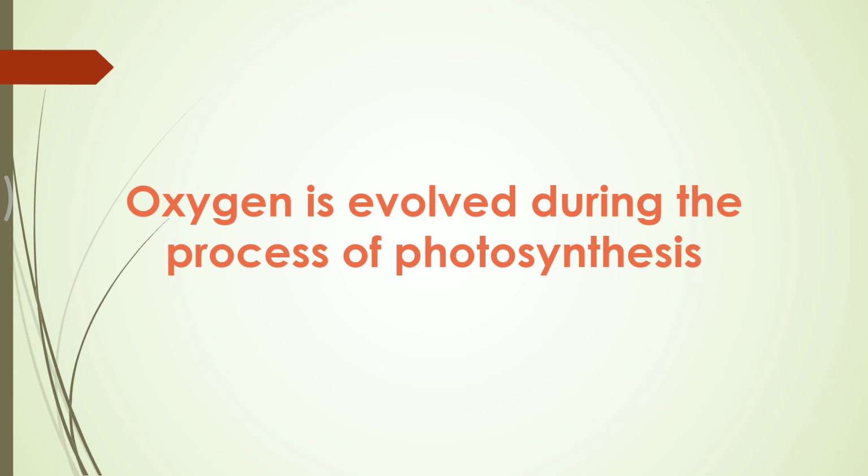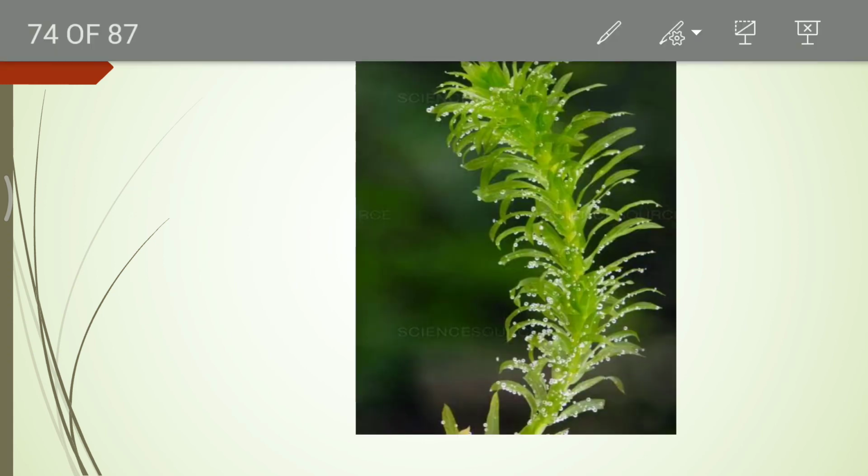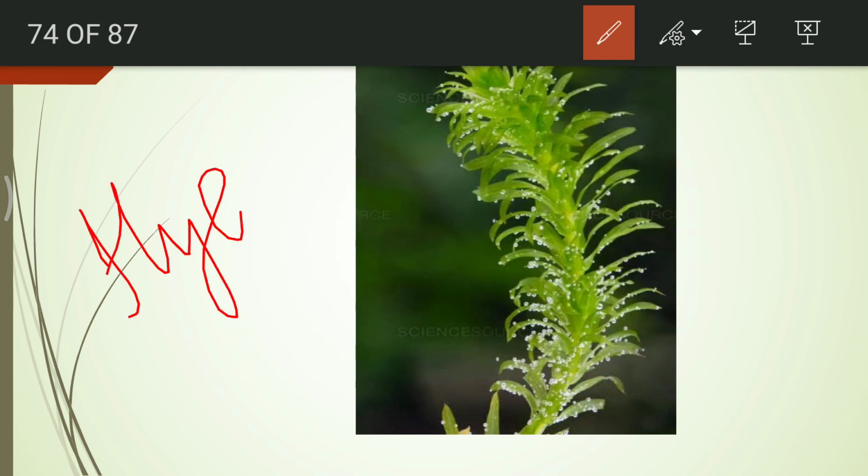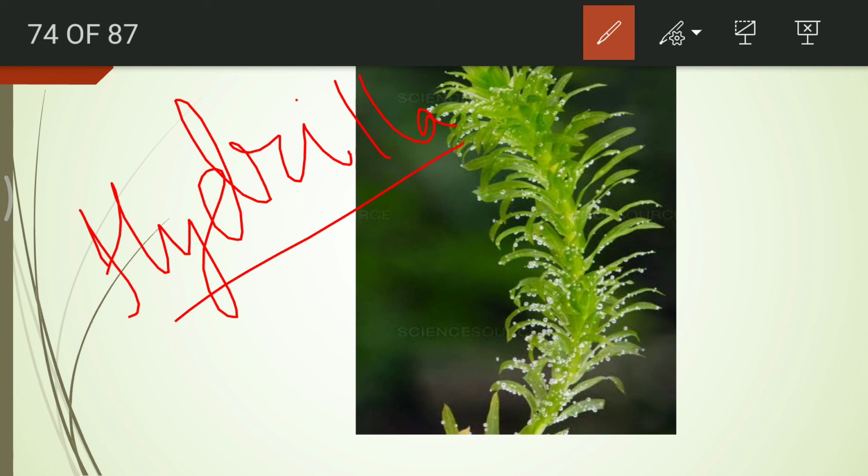Next experiment is for oxygen. Is oxygen really evolved from the process of photosynthesis? So we need this plant. This plant is known as hydrilla. Please learn the name, and since it is a scientific name, please don't forget, H will be capital and it will be underlined.